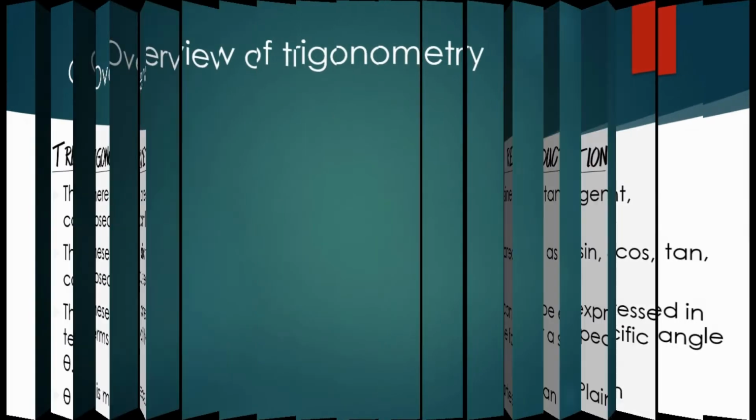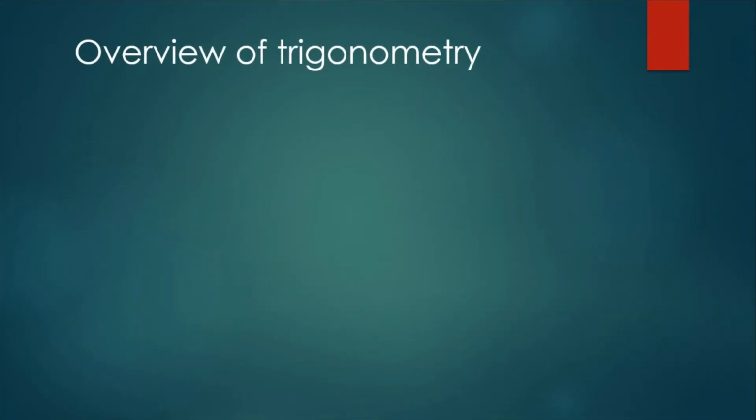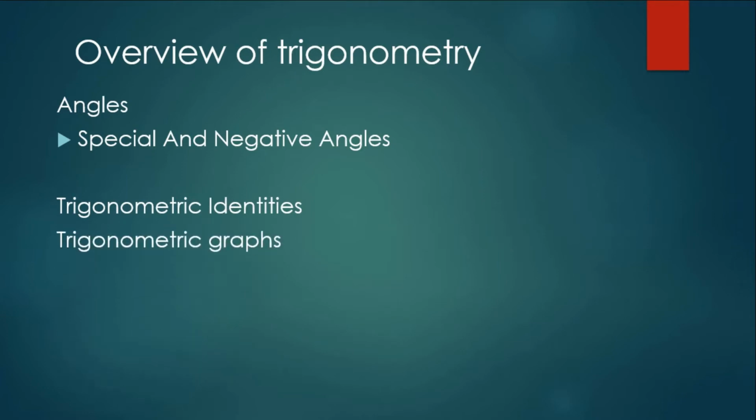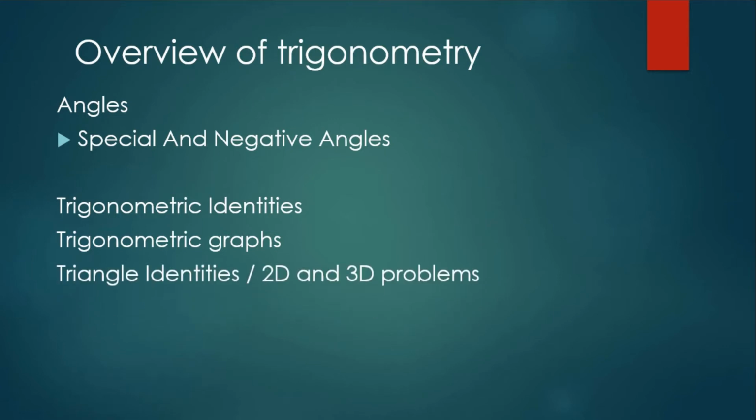Another thing we're going to look at under trigonometry is angles. By angles we mean special angles and negative angles. Then we're also going to talk about trigonometric identities, trigonometric graphs, triangle identities, 2D and 3D problems, where we are going to use the sine rule and cosine rule. Moving forward.